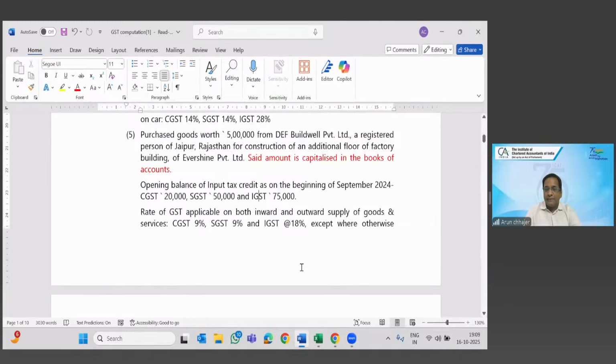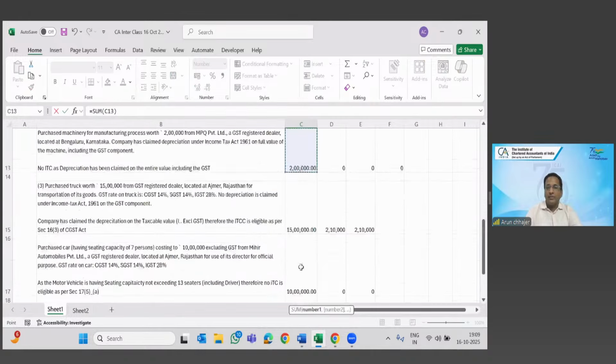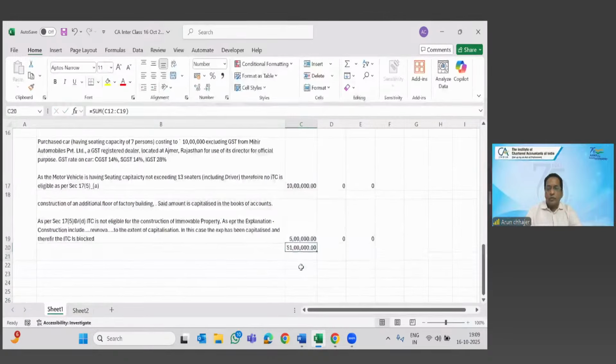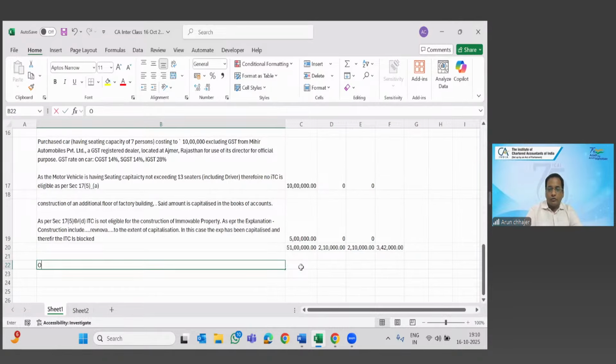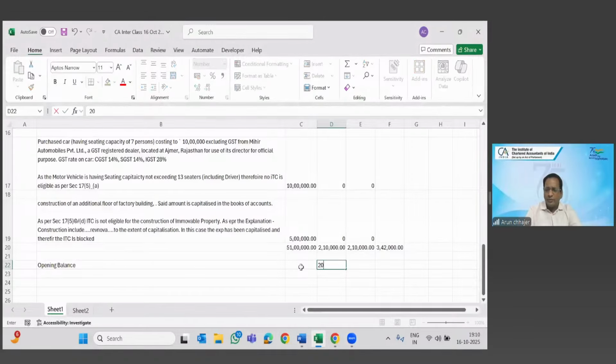Opening balance, how much is it? CGST and SGST 50 and IGST 75. So what is the total amount? Let me see. The total amount would be this, right? I hope it would be there. What is the opening balance amount? 20, 50, 75. How is it possible?